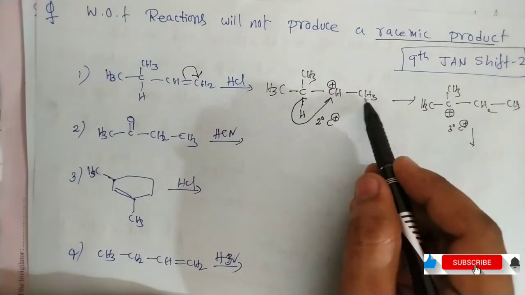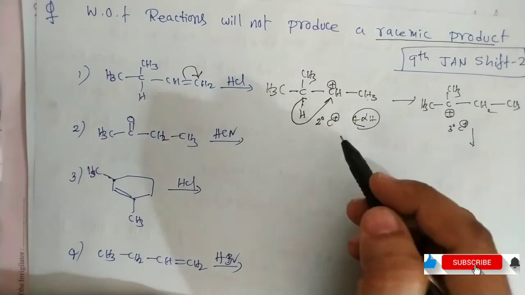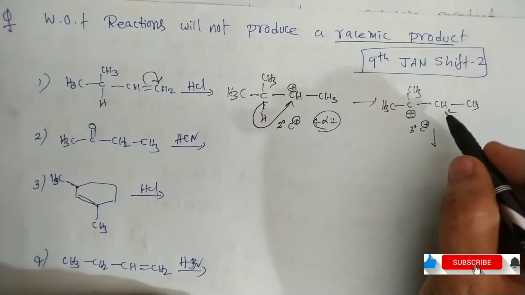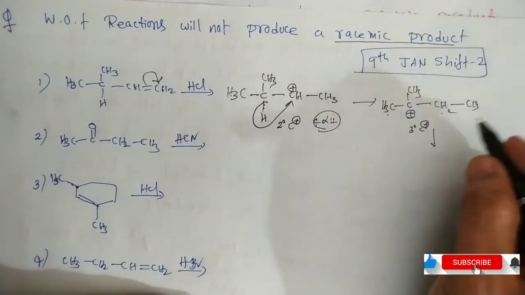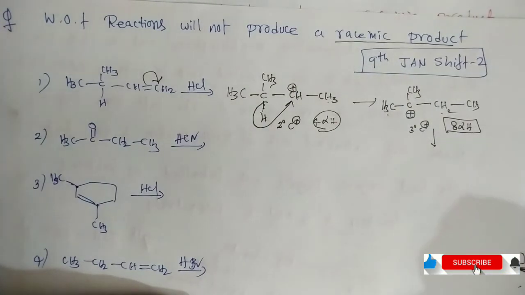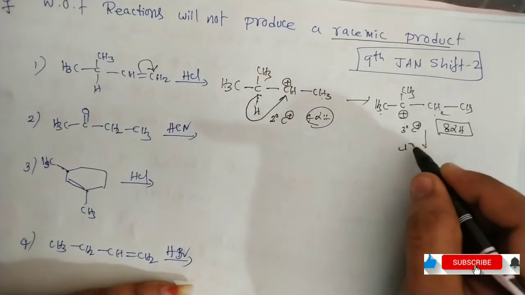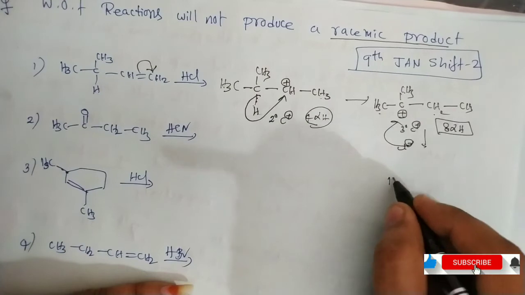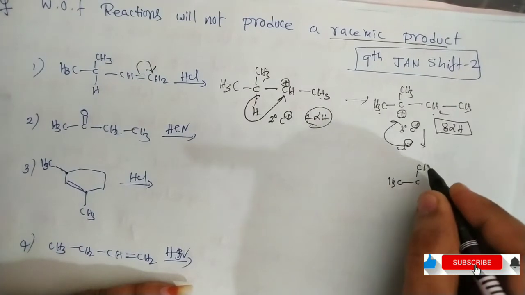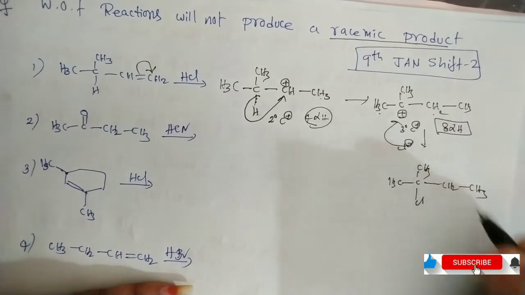Why? Because the secondary one has only 4 alpha hydrogens, that means 4 hyperconjugative structures. But in this case, there are 2, here 3, here 3, so 8 alpha hydrogens, 8 hyperconjugative structures are possible. So this carbocation is more stable. Now it is further attacked by Cl minus, so we will get only a single product. That means a racemic product is not produced.